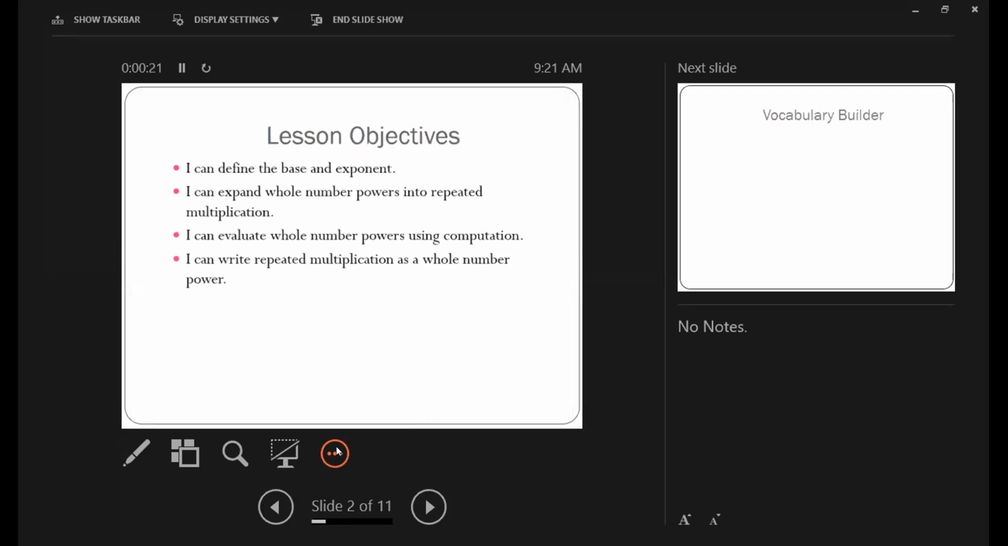So hopefully everybody can see this screen here with lesson objectives. It gives you quick information on what the base and the exponent are. Again, it's about repeated multiplication. We can make big numbers and use whole number powers to figure out by computation what the numbers actually represent when we have an exponent. And we can do the repeated multiplication as powers. Exponents are often referred to as the power: 10 to the second power, 6 to the third power, etc.